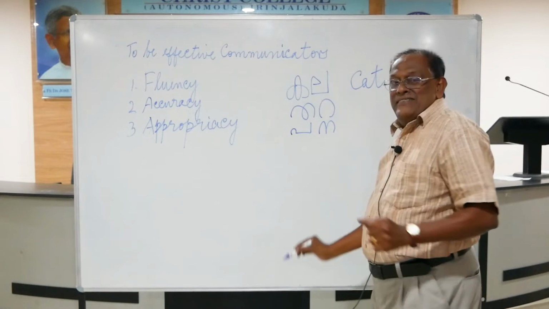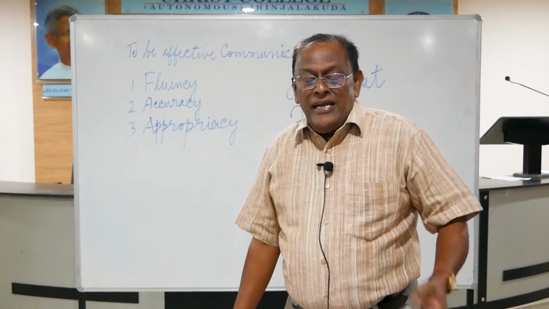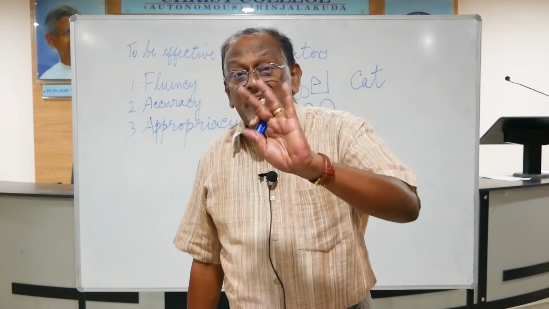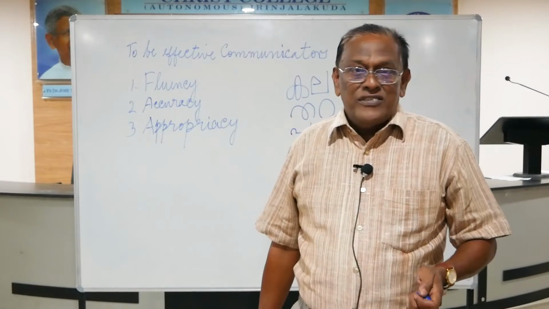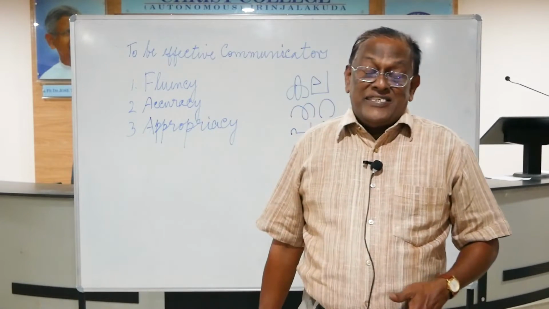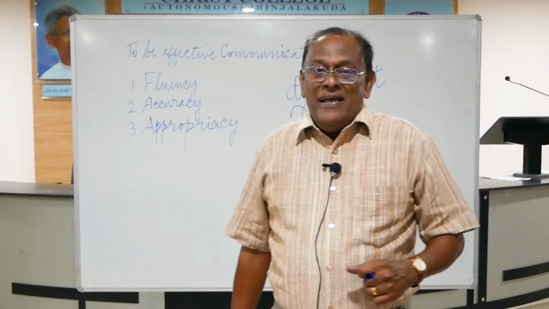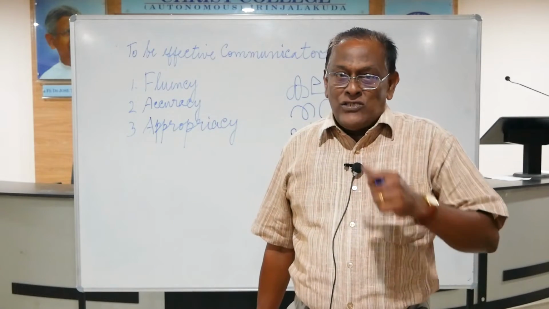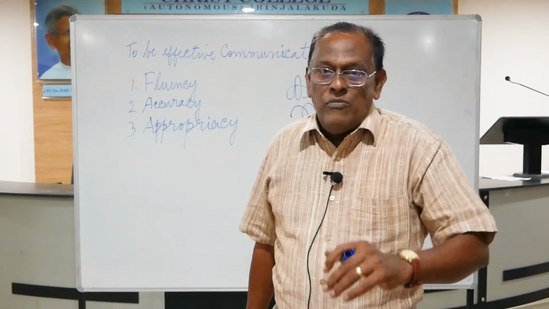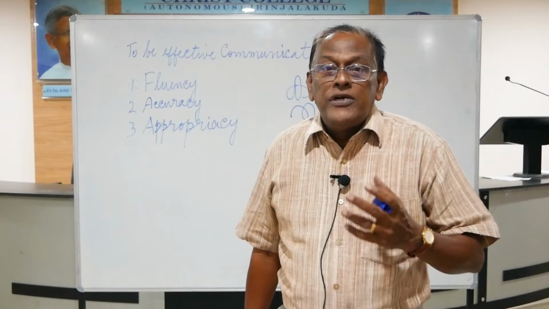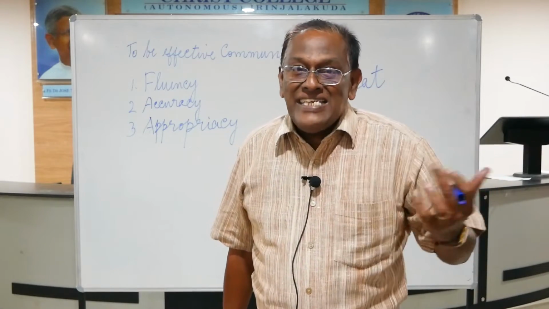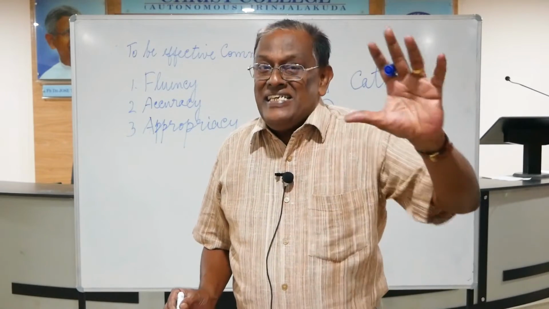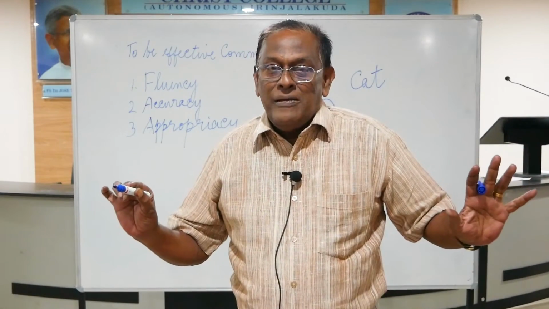C-A-T, cat. And as you know now, the word cat has 3 sounds in it. The first sound is k, the second sound is a, and the third sound is t, cat. And naturally, what I thought as a young boy was that in order to produce the sound k, cat, the letter of the alphabet we use is C. Okay, you agree with me?